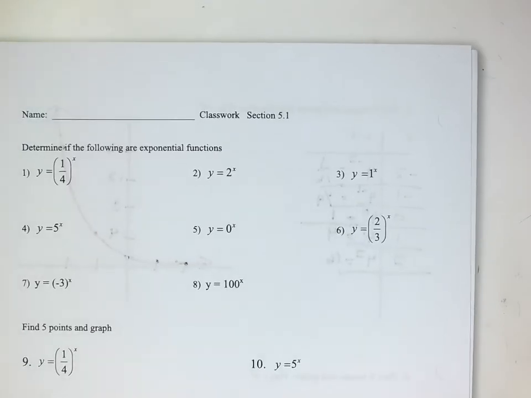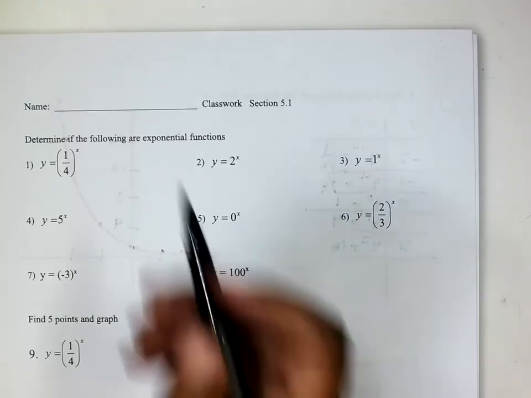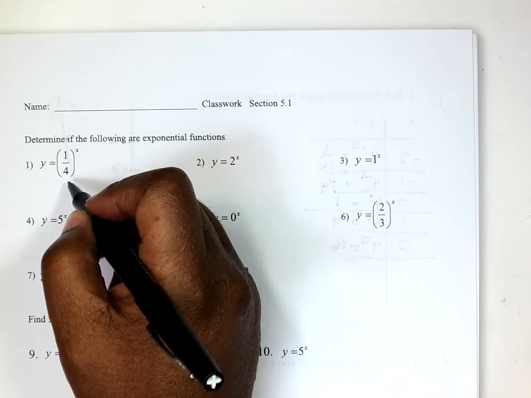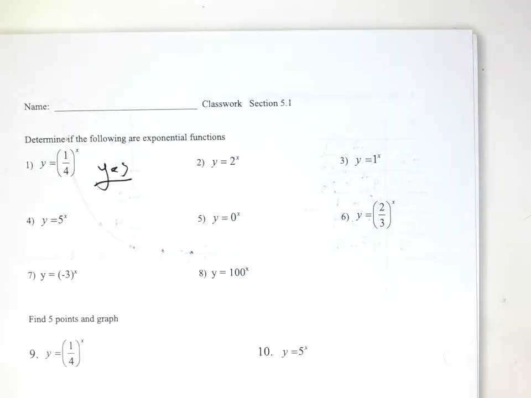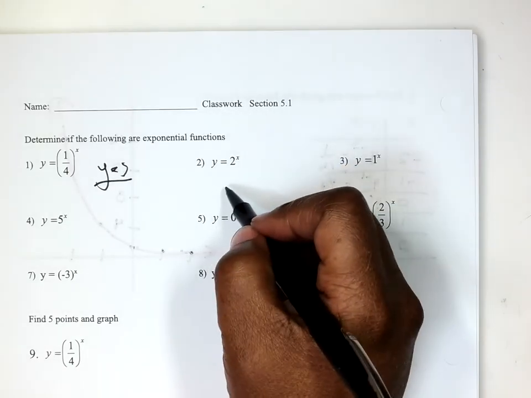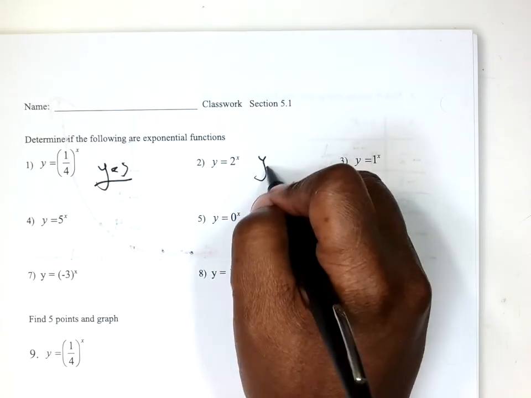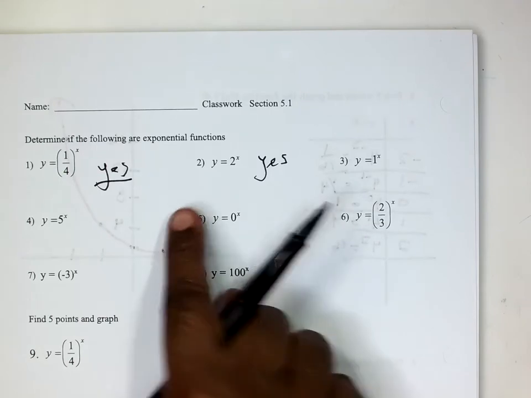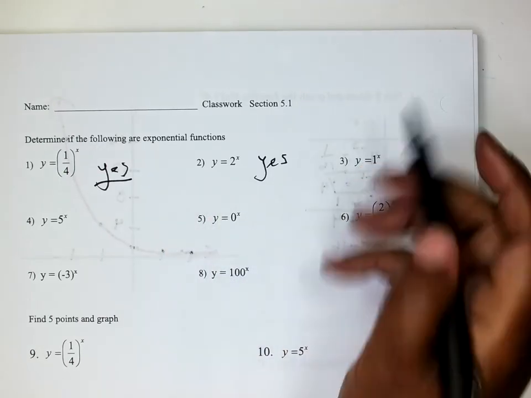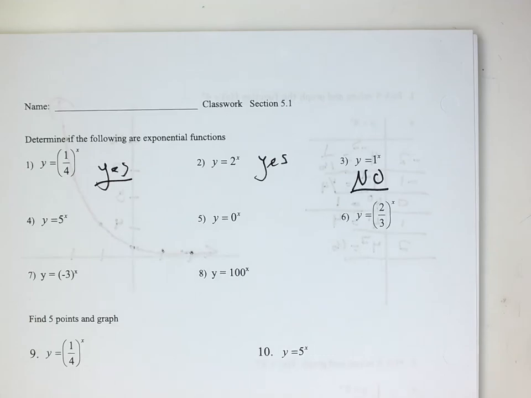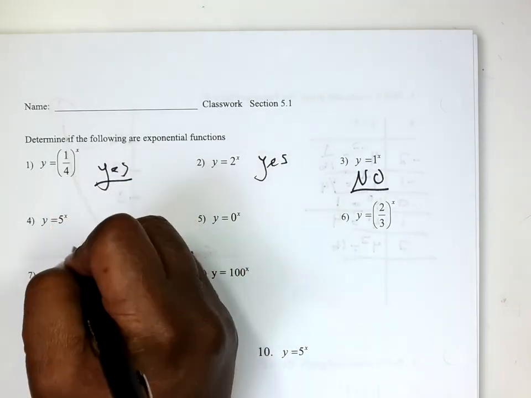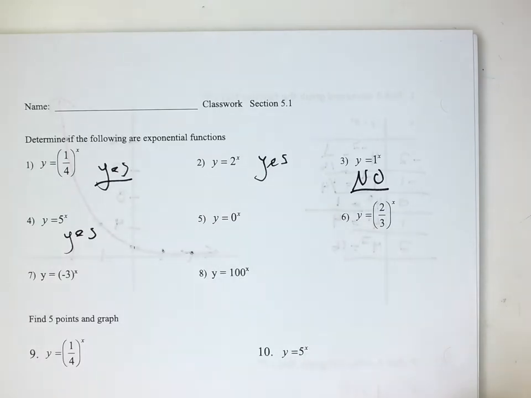So determine if these are exponential. Well, the base is positive and not 1, so y equals 1/4 to the x. That is exponential. y equals 2 to the x. Yes, the base is 2. y equals 1 to the x. No, because it can't be 1. 5 to the x. Yes.